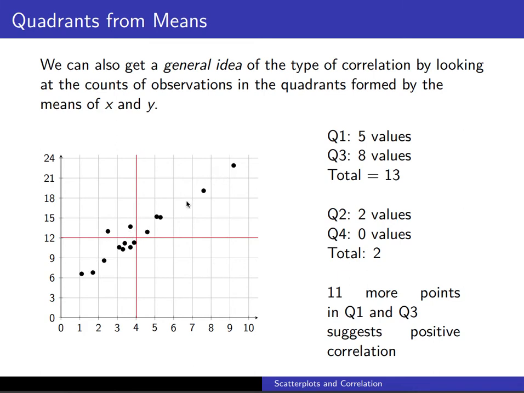But in general, we tend to have a positive correlation when we have significantly more points in the first and third quadrants than in the second and fourth. You can look at them as total percentages as well. 13 out of the 15 total points are in the first and third quadrants. So a very high percentage in the first and third is going to indicate a positive correlation.